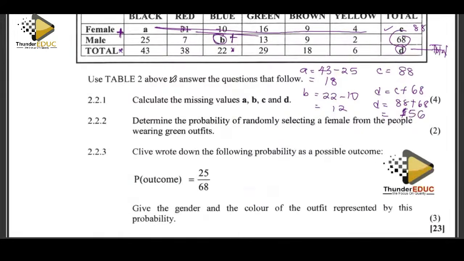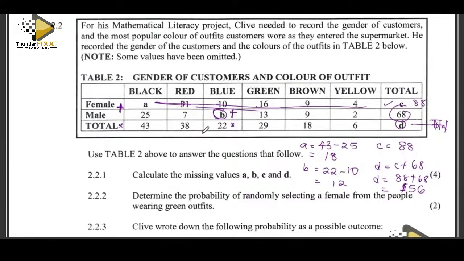All right, 2.2.2, determine the probability of randomly selecting a female from people wearing green. The first thing you're going to do, go to green and identify people wearing green. We are here, green. You understand? So how many people are there? There are 29. So out of the 29, what is the probability that you pick a female? How many females do we have? We have 16. So it will become 16 over 29.